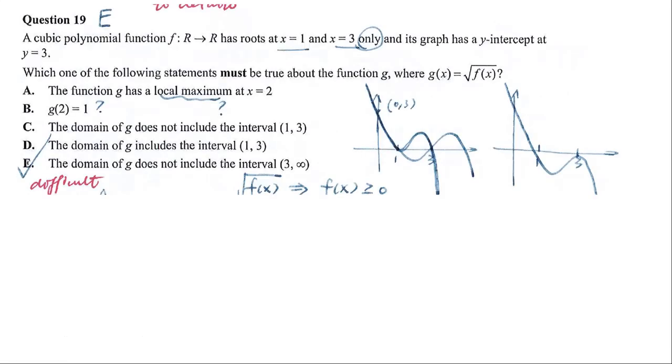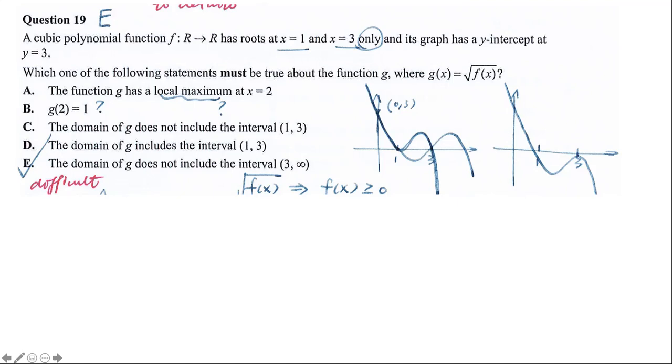Question 19 is actually very conceptual and in some ways very challenging. A cubic polynomial f has roots at x equals 1 and x equals 3. These are the only two x-intercepts, and its graph must have a y-intercept at y equals 3. In that case, I would say you could either draw a graph like this or a graph like this. But if it has a y-intercept at y equals 3, it looks like it can only touch x equals 1.